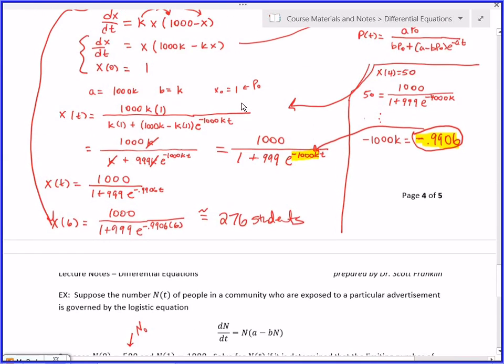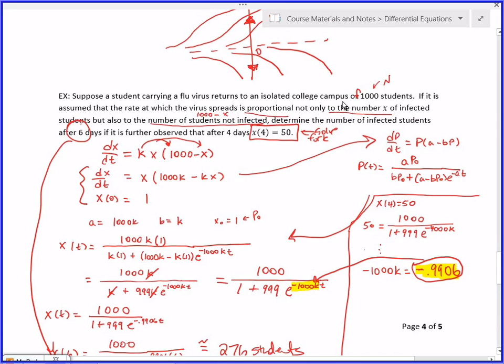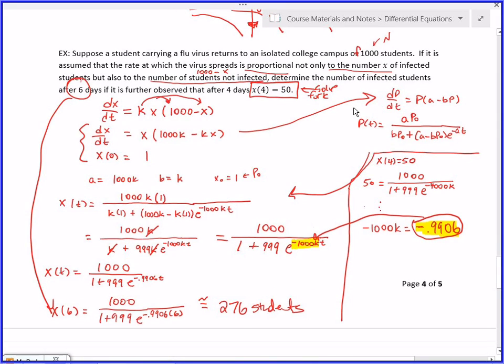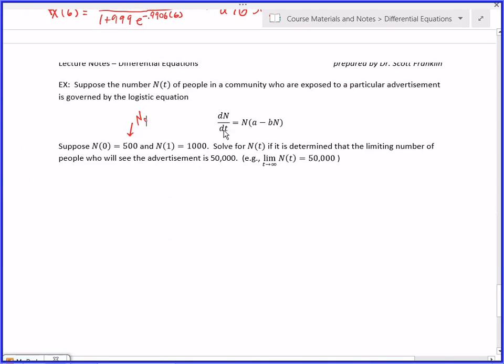Now up here on the problem we just did, it was another logistic problem, but you were given enough information to find all the parameters. The first thing you were given, of course, is the initial value. The second thing you were given is the capacity, the 1,000. And the third thing that you were given is another observation. Well, that same amount of information is given down here in a slightly different form, in that they're telling you that the limiting number of people who will see the advertisement is 50,000, and they give you another condition.